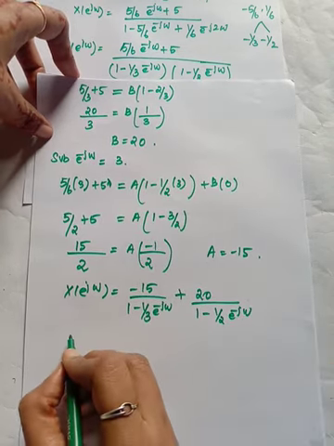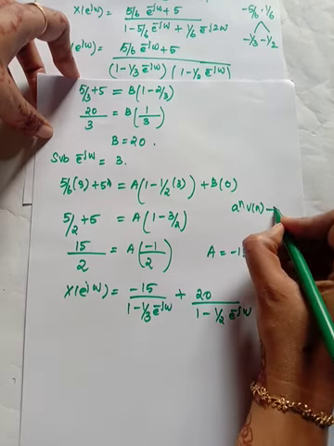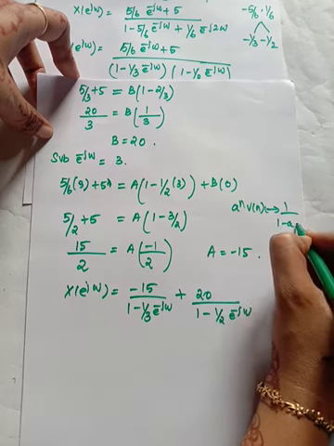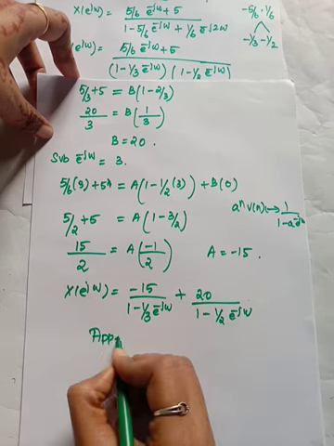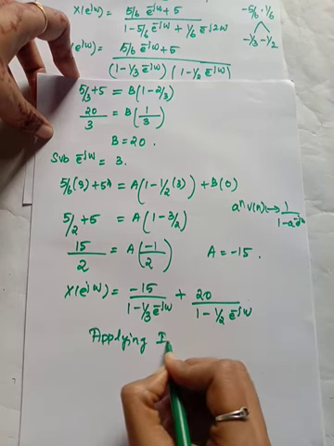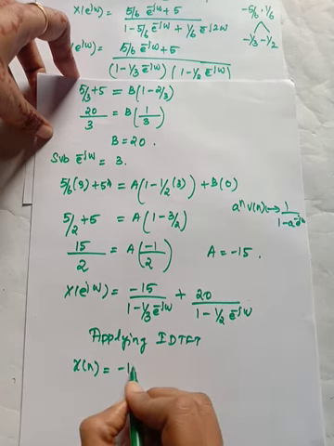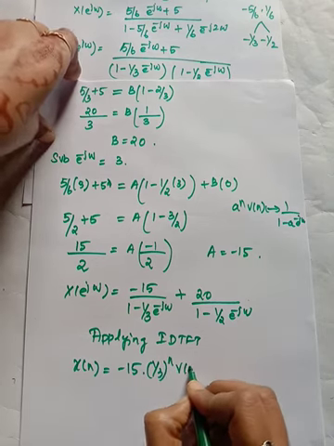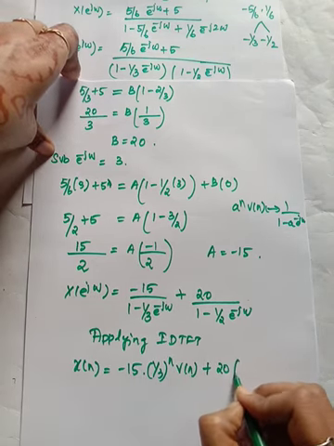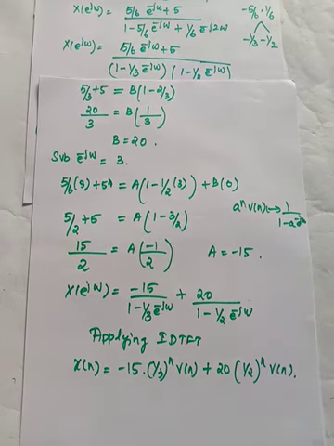Now I am getting it in the form of a^n u of n, that is 1 by 1 minus a e^(-j omega). So applying the inverse DTFT, I am getting x of n equal to minus 15 into (1/3)^n u of n plus 20 into (1/2)^n u of n. In this manner I have solved this, so I have found x of n.